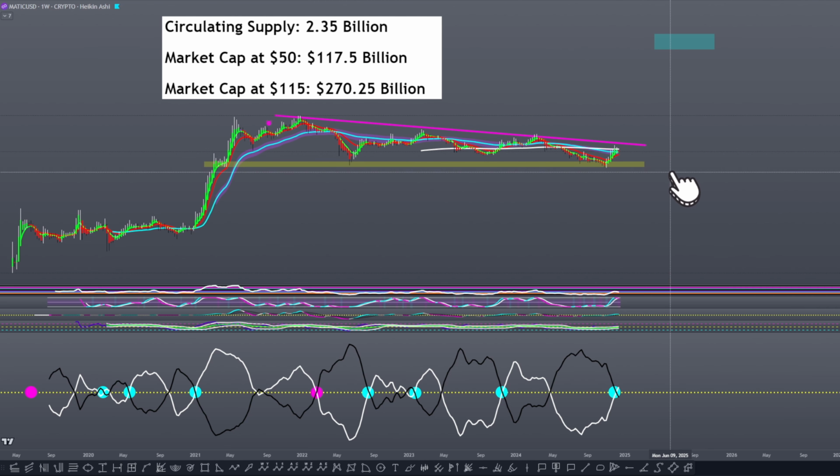bull market, which I think is more likely than not, given the credibility of this coin and how well it moved last time around. But again, at the end of the day, who knows what's going to happen? I don't have a crystal ball.